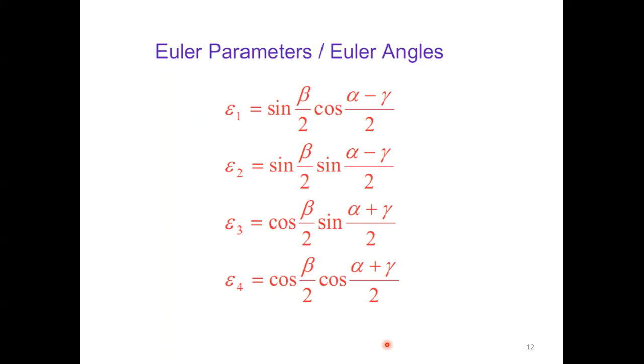Now, if you want to find out the relationship between Euler angles and Euler parameters, it is over here. If you have alpha, beta, gamma for a particular orientation, right? If you have the alpha, beta, gamma angles, you can also calculate epsilon 1, 2, 3, and 4. And using epsilon 1, 2, 3, and 4, you can calculate the axis of rotation and angle of rotation. So they are related to each other.